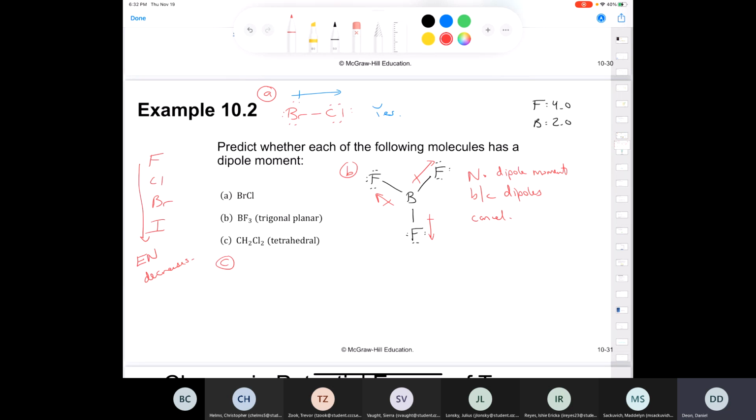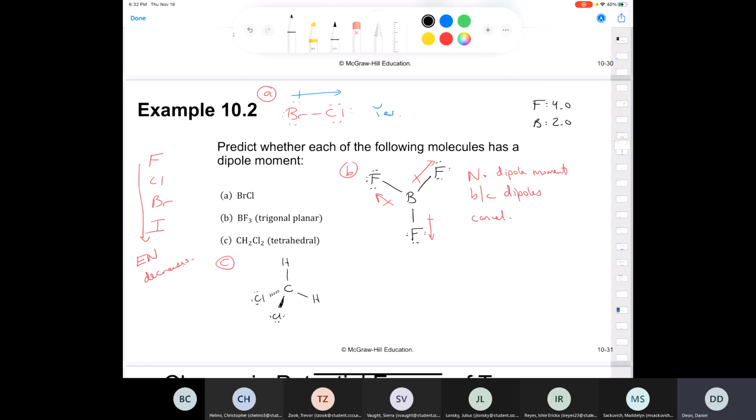It tells us that CH2Cl2 is tetrahedral, so it's going to look something like this. I'm going to have my carbon, 2 bonds to hydrogen, bond to a chlorine, another chlorine. I'm going to include my lone pairs.